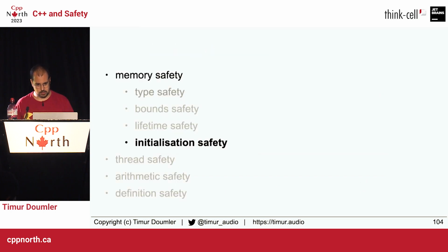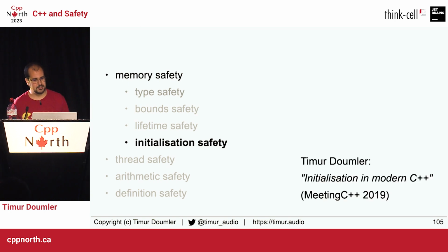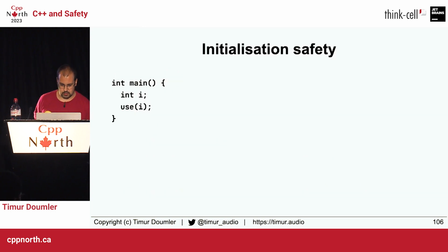One more thing that I want to talk about is initialization safety. I actually have a whole talk about this, like 1 hour just about initialization. So I'm not going to talk about this for too long, but basically, C++ lets you not initialize a variable and then use it, right? This is a very obvious example. Depending on what use does, if it reads from it without having first written a value into it, you get UB.